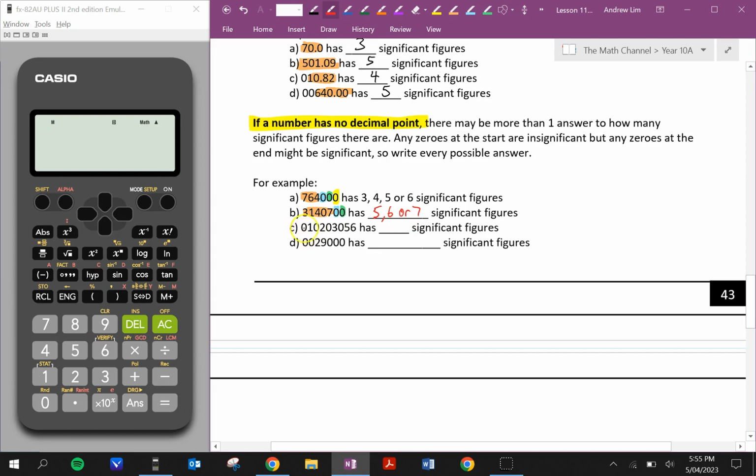In question C, we never write it like that, right? We never write a 0. So, how many significant figures does it have? Exactly this many. 8. Okay. Question D, we never write numbers like that. So just ignore those zeros. 29,000 definitely has 2, but it could be 3, it could be 4, and it could be 5 as well. So we're going to say it's 2, 3, 4, or 5.